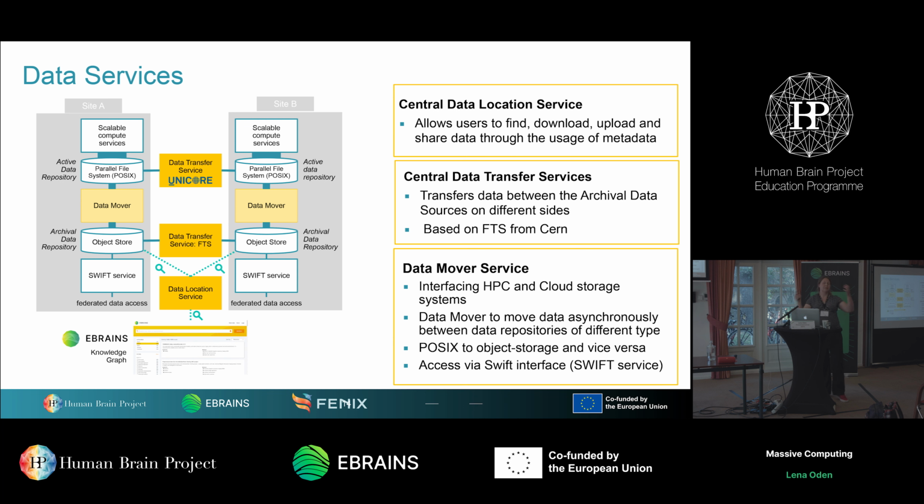have to somehow bring this together and then transfer the data and get all the authentication and authorization services together, and this is happening by the central data transfer service.